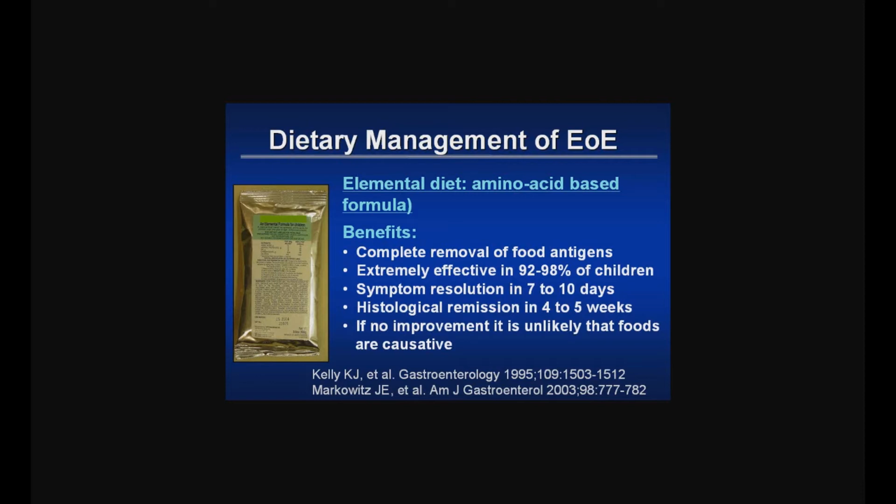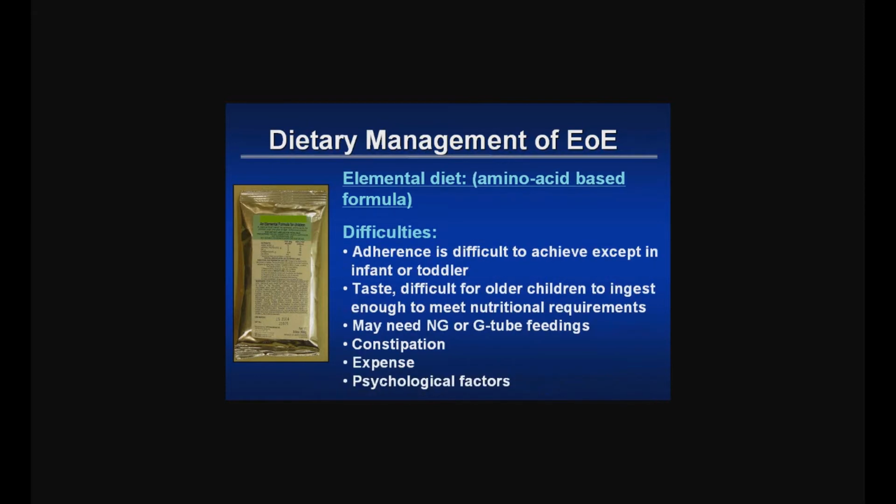If there's no improvement in a patient who's on an elemental formula, then it's unlikely that foods are the driving allergen in that situation. The difficulties of the elemental diet are that it's hard for people to live off of an elemental diet alone. Once you get beyond an infant or a toddler, it's because of taste issues, it's difficult for older children to ingest enough to meet their nutritional requirements. So some of these patients may need to take some of the formula, at least if they can't drink it at all, by a nasogastric tube or even G-tube feedings in some situations.